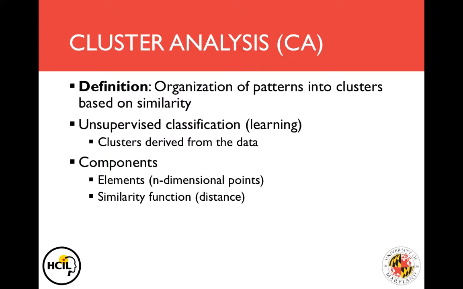The components of clustering are that you have elements. These are basically your entities. They would be rows in tabular data. They're your n-dimensional points, where each dimension is an attribute. So you have each item in your data set, which are your elements, and then you have some similarity function that's going to try to figure out which data points are similar.